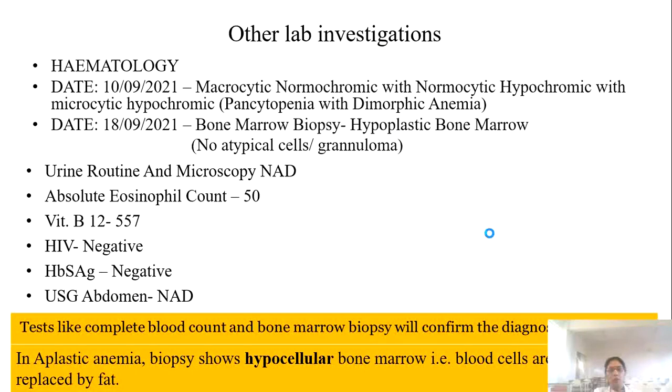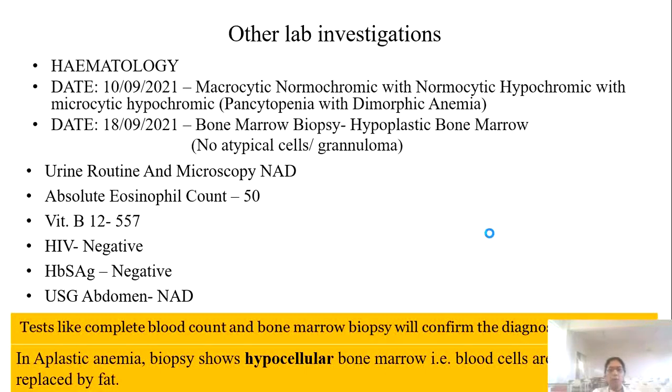Then, in other lab investigations, hematology was done on different dates, and it was found that the patient has pancytopenia with dimorphic anemia. That is microcytic, normocytic, with normocytic hypochromic or microcytic hypochromic. Whenever slides were examined microscopically, it was found to be pancytopenia with dimorphic anemia. Bone marrow biopsy was done, and it showed a hypoplastic bone marrow where only a few cells of the bone marrow are functioning. There are no atypical cells or granulomas.